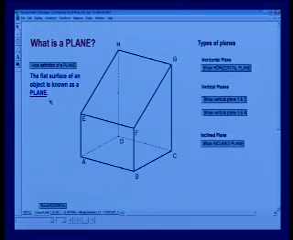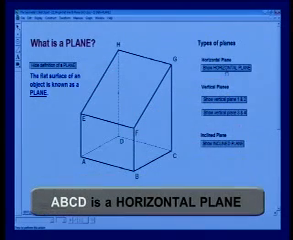So please look at the picture here. I would like you to show me the planes. Can you name me the horizontal plane in the figure? Yes, the answer is A, B, C, D. Let me color the surface and show it to you.